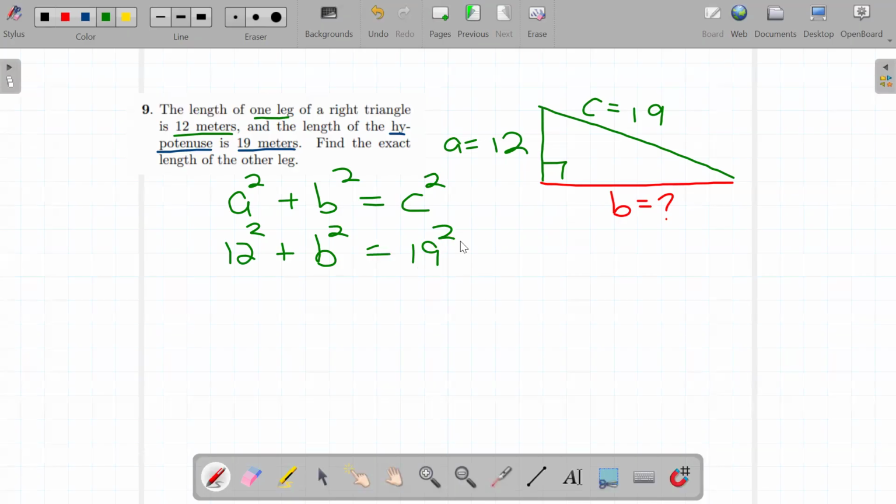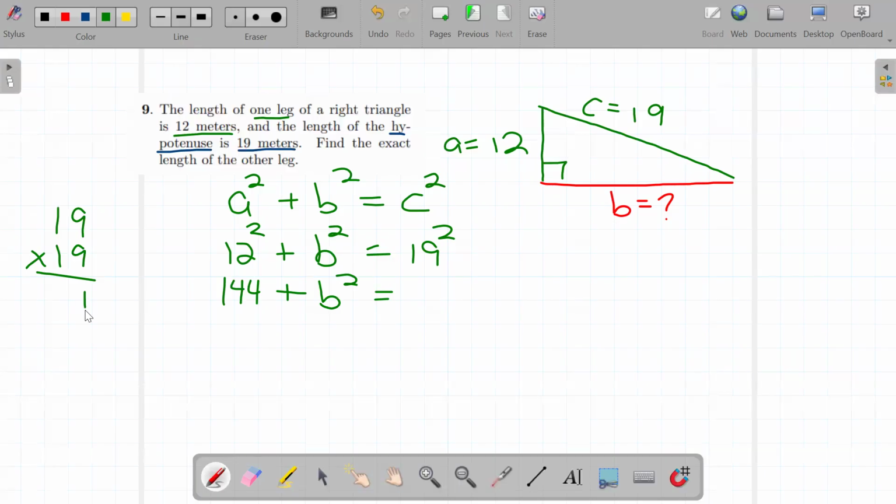All right, let's see. Well, I guess I need to square the 12 and square the 19. So the 12, I got that's 144. I don't know the square of 19, so either I need to write it off to the side or whip out my calculator.